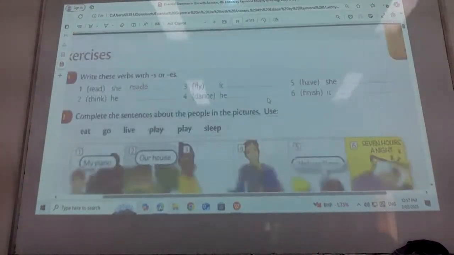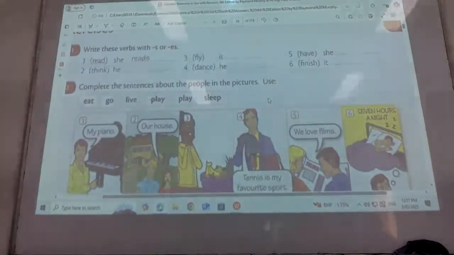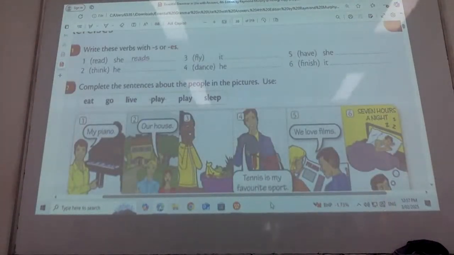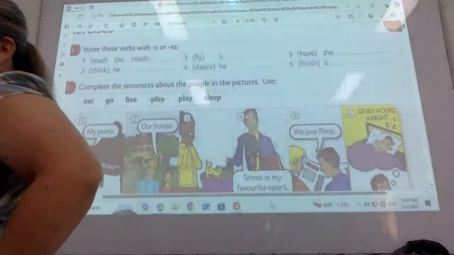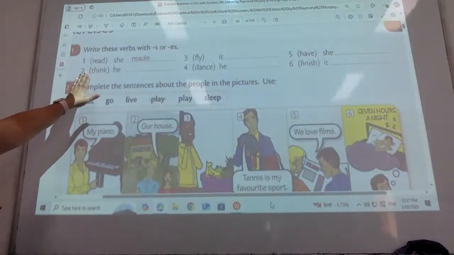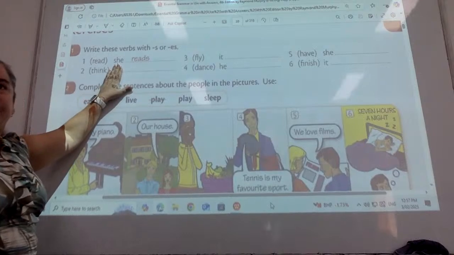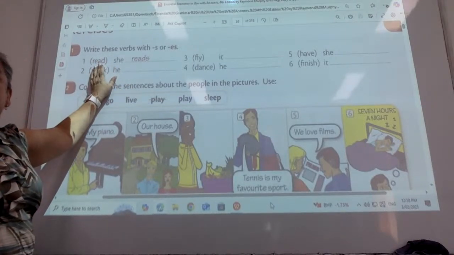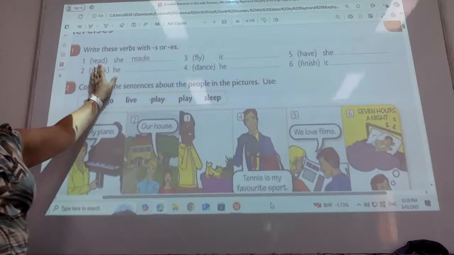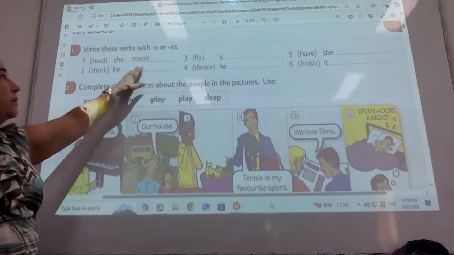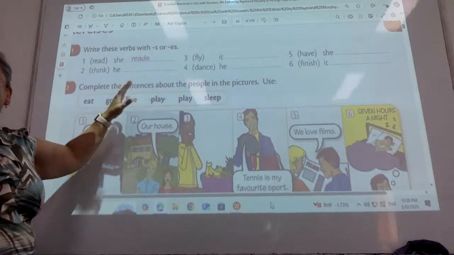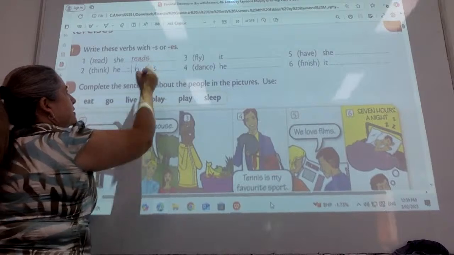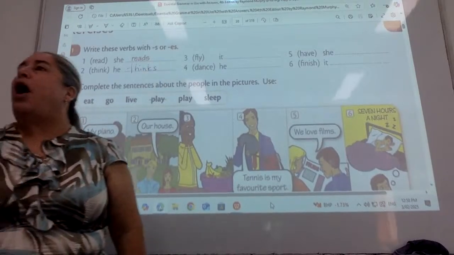Okay, let's see examples. Okay, before we go, we've got a few minutes, yes? Okay, we haven't finished yet. Okay, so first one. So we have read and we have she. So if we have read, I read, you read, we read, then we say she reads. Here, think, he thinks, correct? With S. He thinks.